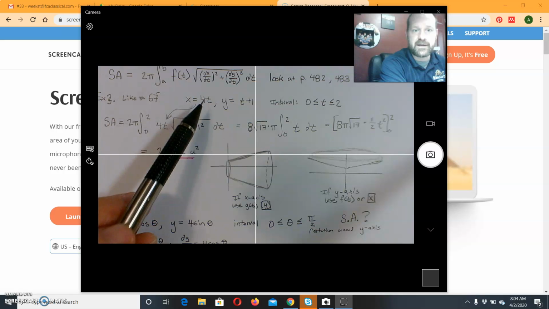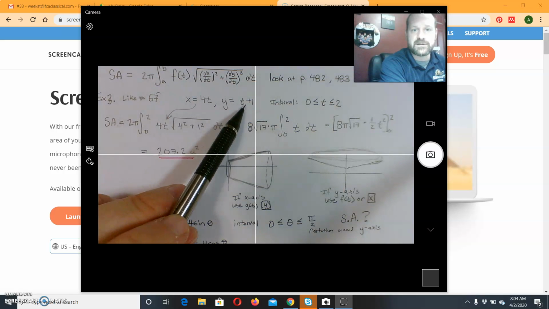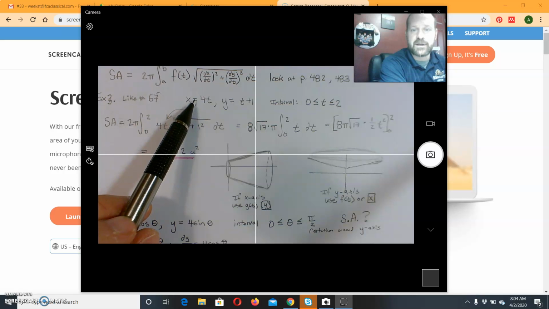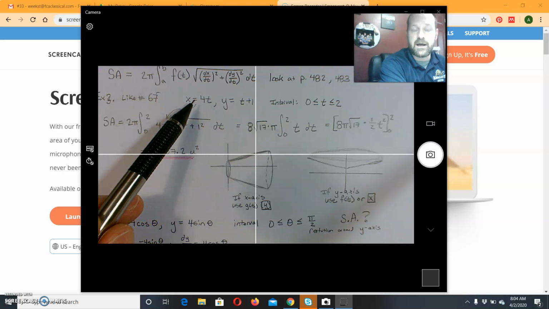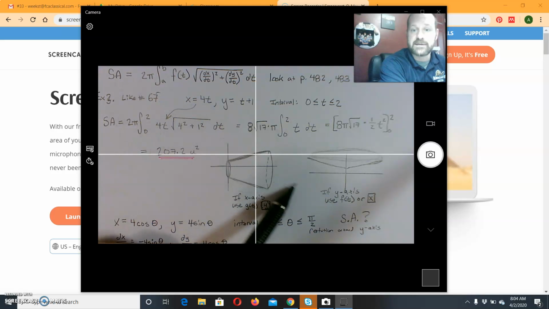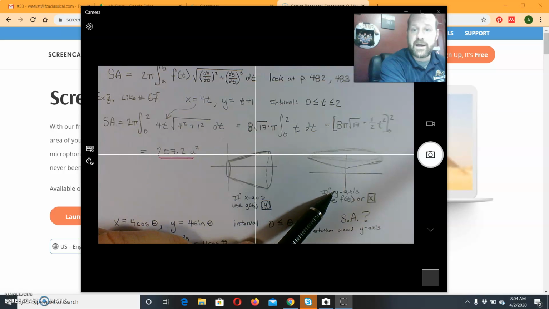Okay, so if we go in f of t and g of t, if you look at your book, if it's rotated around the x-axis, you use g of t, which is y. All right, I did not. I used f of t. I used x. If rotation around the y-axis, use f of t or x.